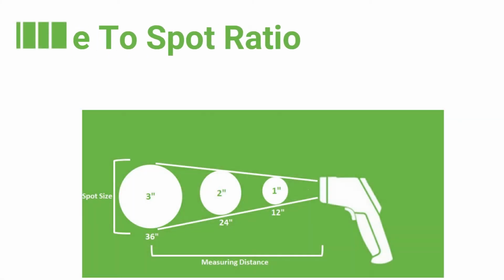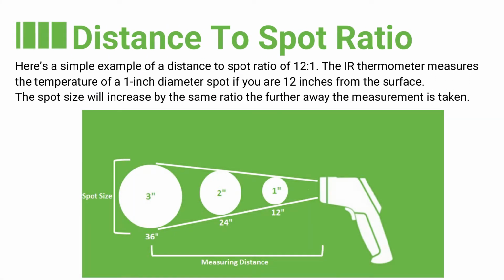Here's an example of a distance to spot ratio of 12 to 1. The IR thermometer measures the temperature of a 1 inch diameter spot when you are 12 inches away from the surface. The spot size will increase by the same ratio the further away the measurement is taken. So 24 inches away will be a 2 inch diameter, 36 inches away will be a 3 inch diameter, and so on.